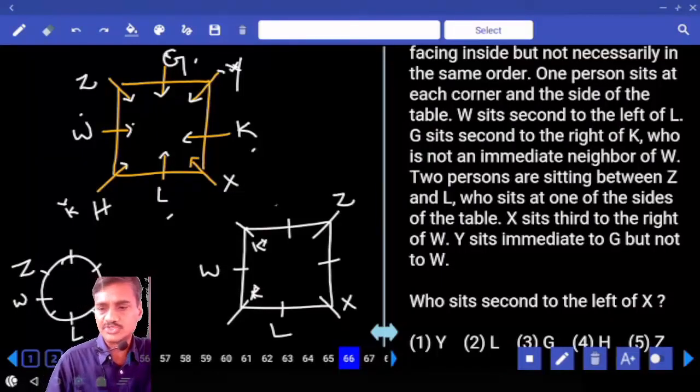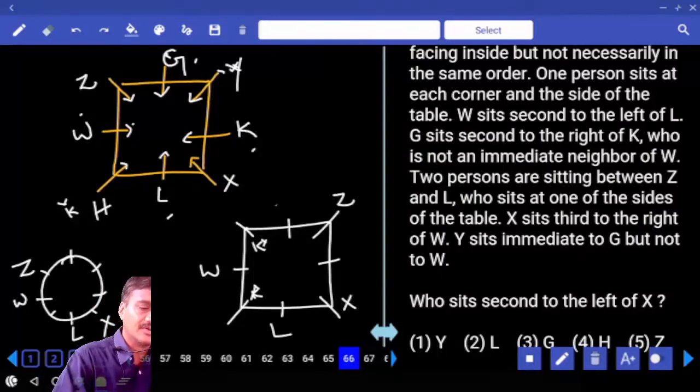And Y sits immediate to G but not to W. Hence Y and G are adjacent to each other. G sits second to the right of K. G is here, K is here, Y is here, H is here.